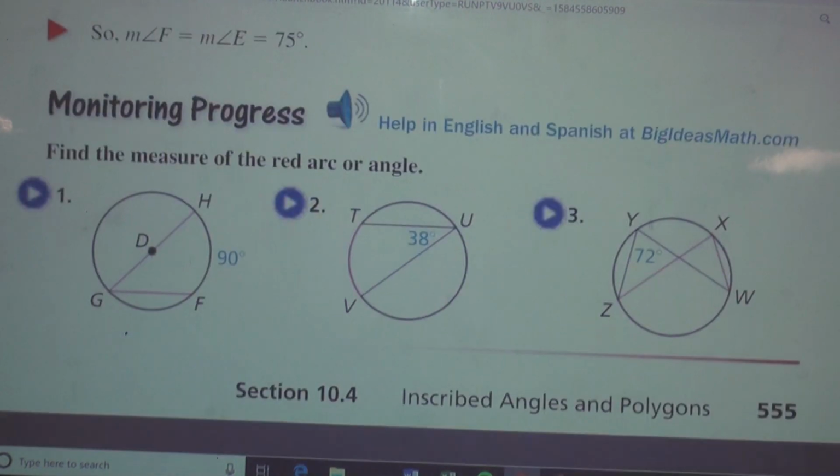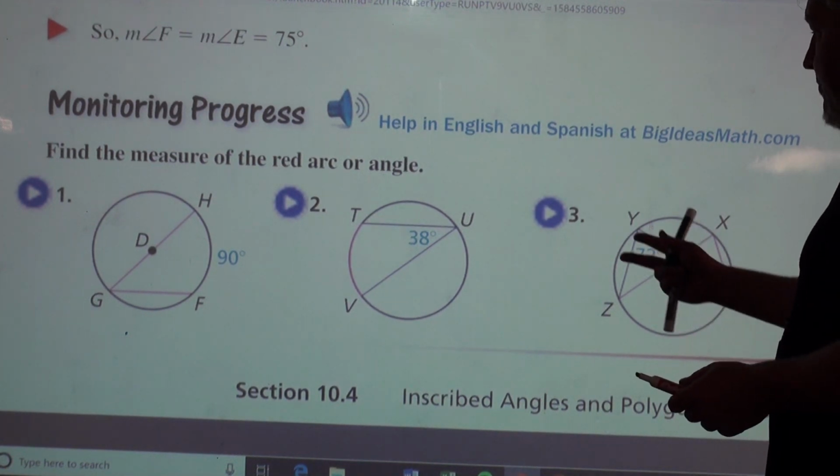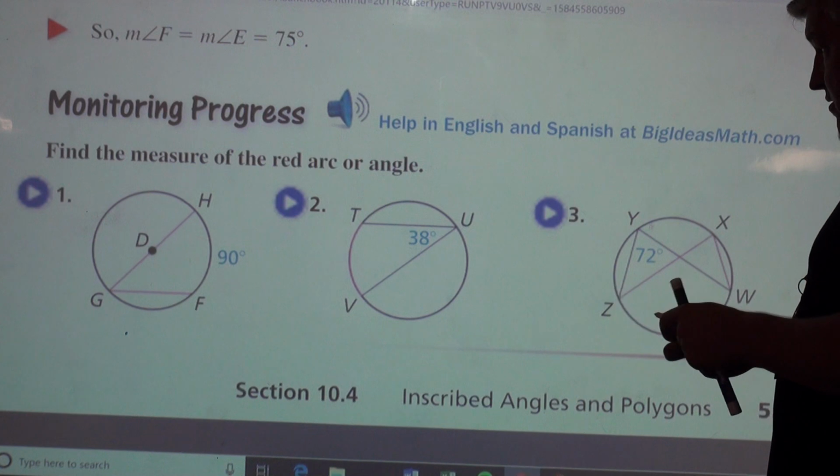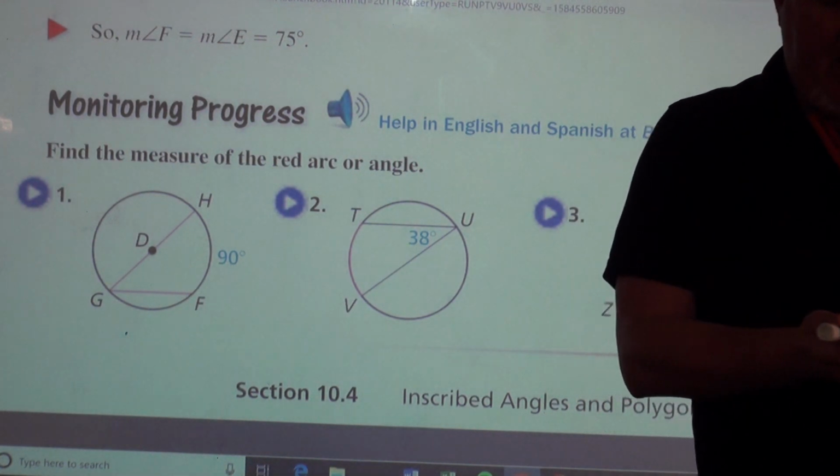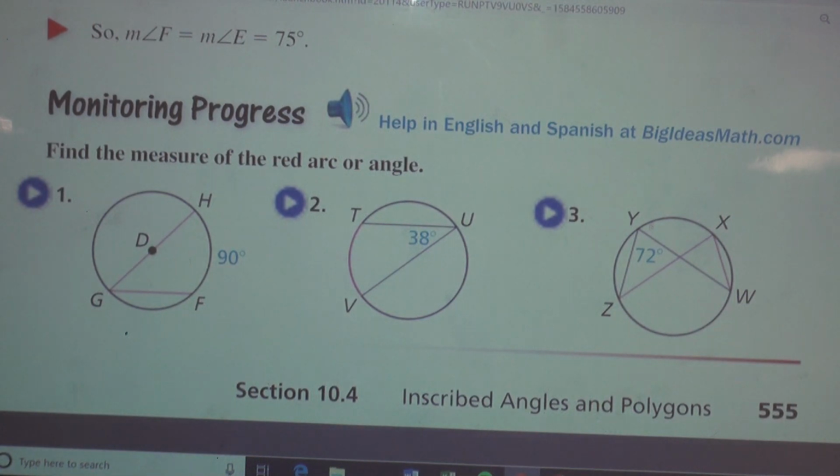Monitoring progress. So what I'd like you to do, you have these 3 problems down below. Number 1, number 2, and number 3. What I'd like you to do is pause in just a second. Work through these 3 problems. Then when you've got them worked through, come back and I'll go over them. So go ahead and pause now.